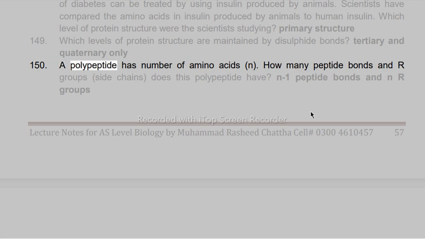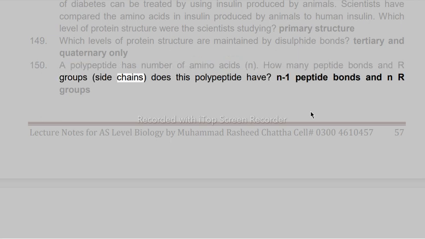150. A polypeptide has number of amino acids, n. How many peptide bonds and R groups, side chains, does this polypeptide have? n minus 1 peptide bonds and n R groups.